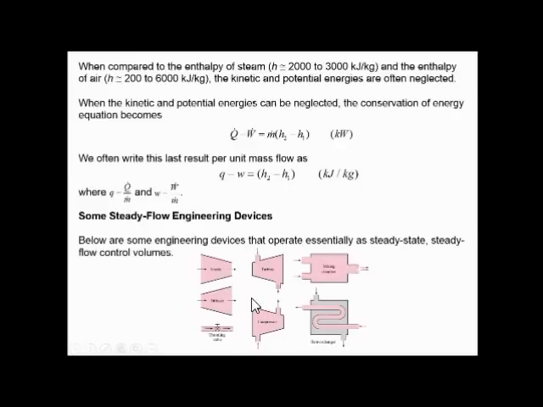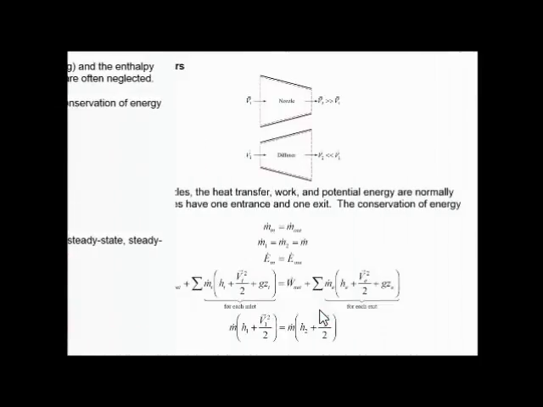Now here is the pictorial view of some of the engineering thermodynamic devices. This is a nozzle. You can see just the reciprocal is a diffuser. There are some more devices like turbines, chambers, throttling devices, compressors, heat exchangers, and so on.